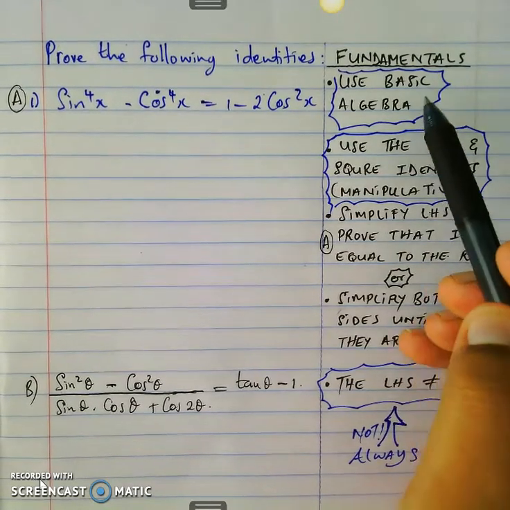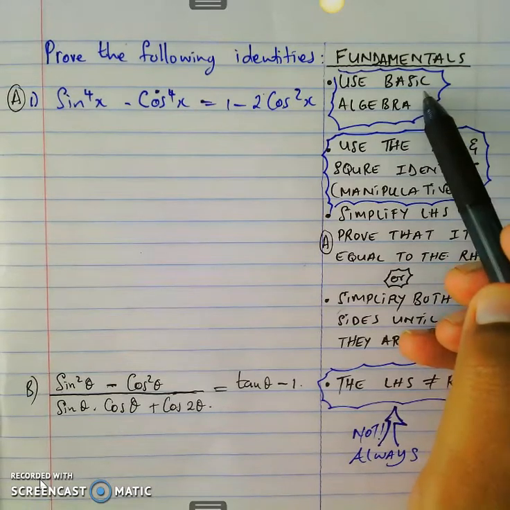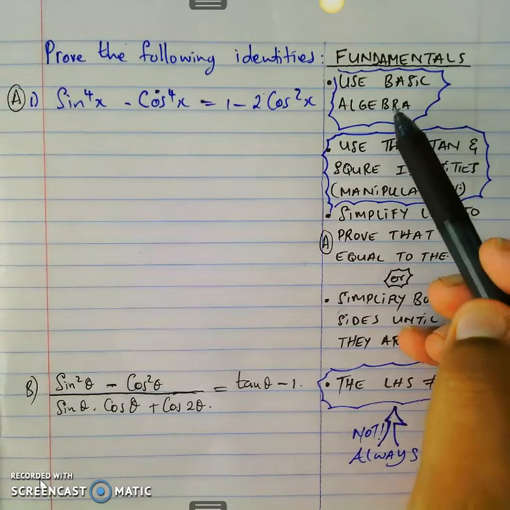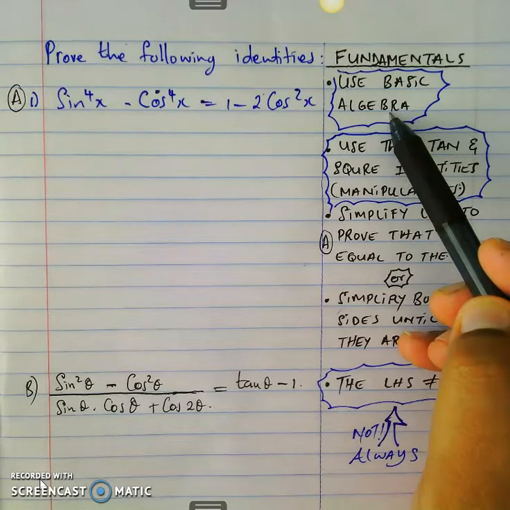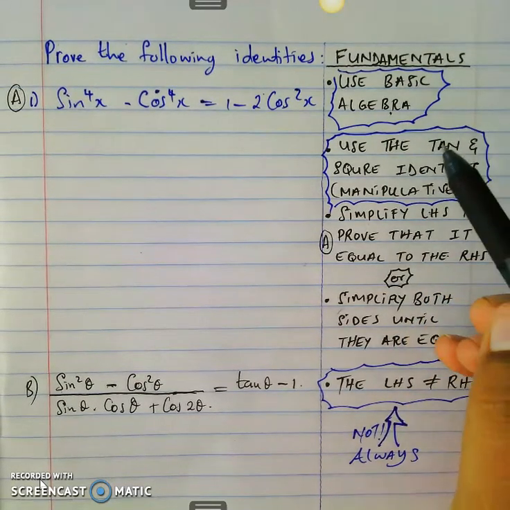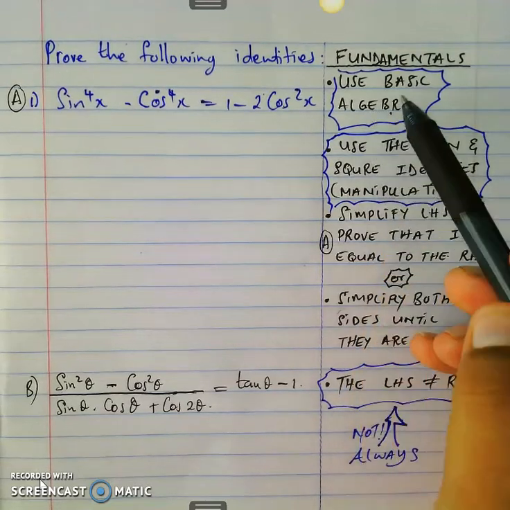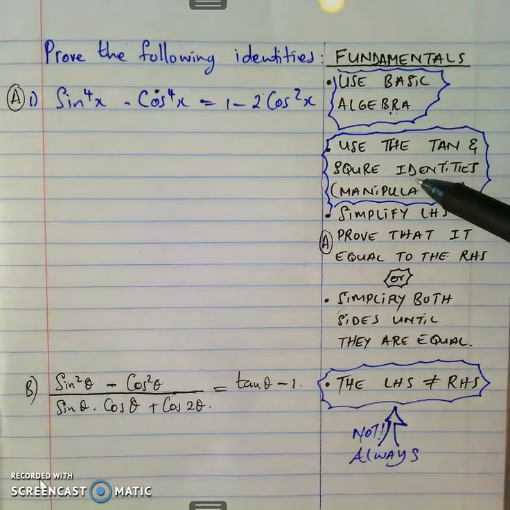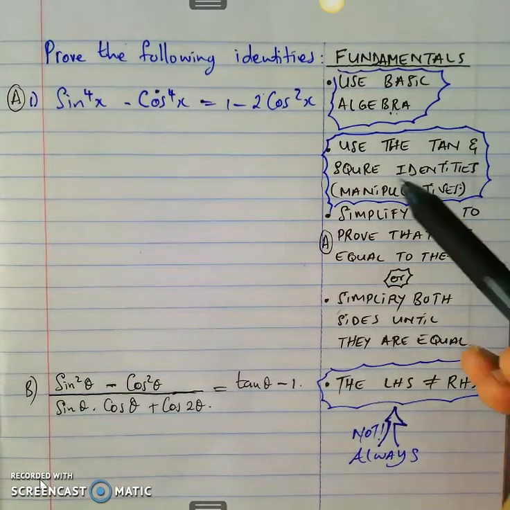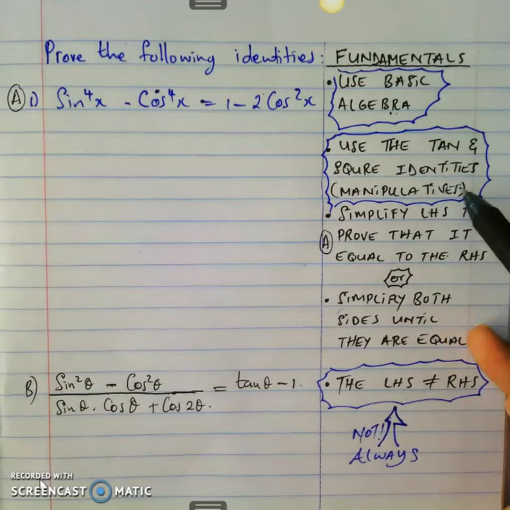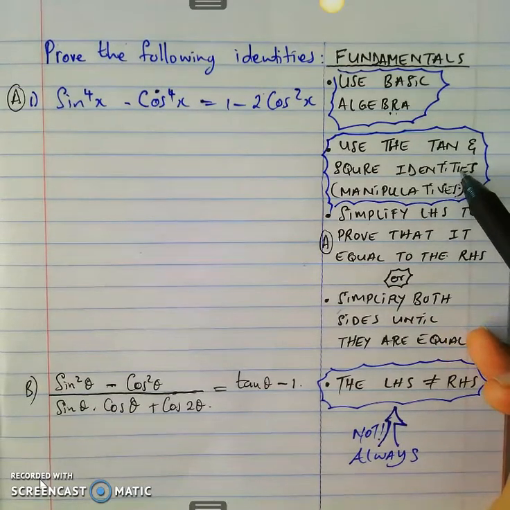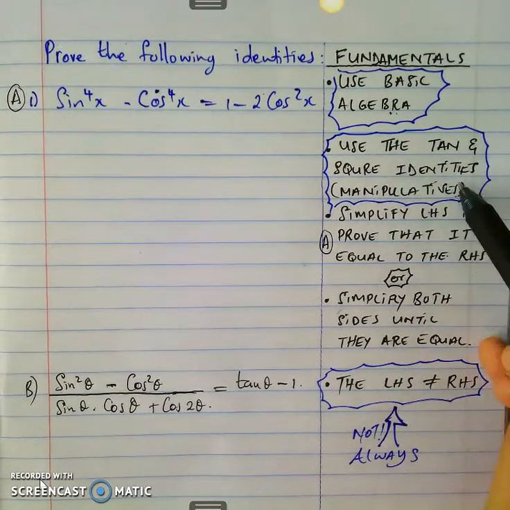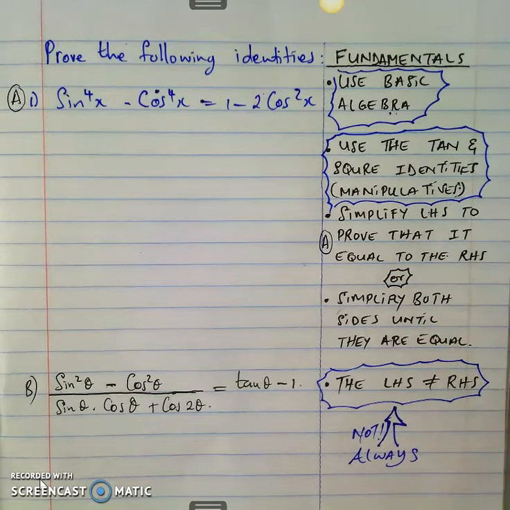So, the first thing is you need to have a good basic understanding of algebra. Okay? You must know factorization, common factor, and all those types of methods of factorization. That's going to be important for you to prove the identities. The next thing, learners, is you can use your tan and your square identities here, and also the manipulatives of your square identity, where you can make any component in your square identity the subject of the formula, right?